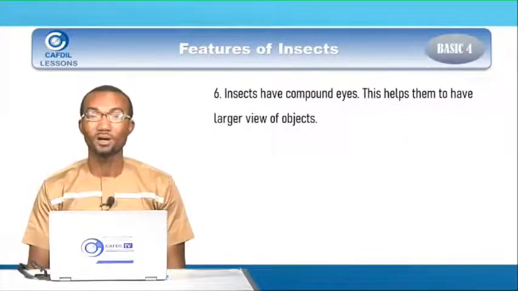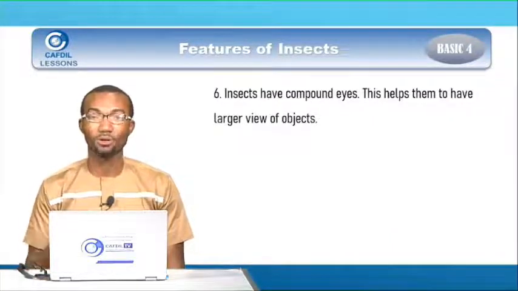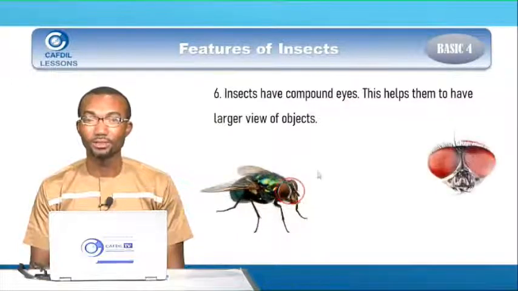6. Insects have compound eyes. This helps them to have a larger view of objects. The compound eyes help them to have a larger view of objects. So this is a fly, an example of an insect, and this is how the compound eye looks. Let's look at it from here. This is the compound eye.